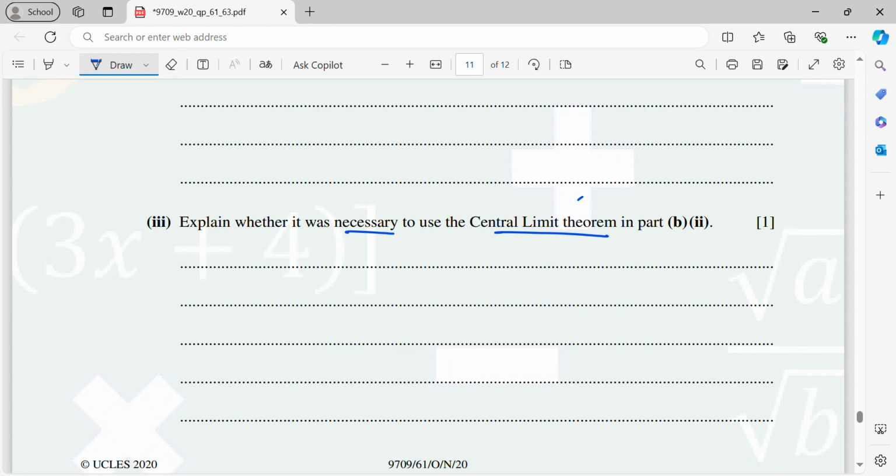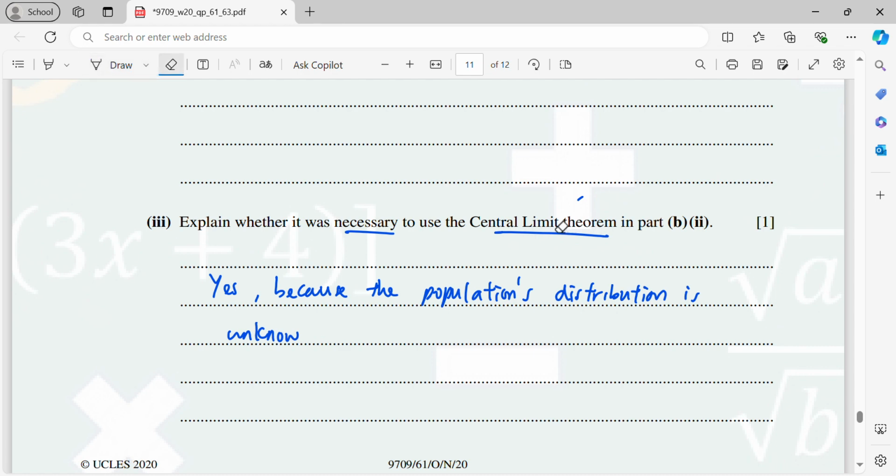So now part 3 is asking whether it is necessary. Explain whether it was necessary to use the central limit theorem. So the answer is yes, because the population distribution is not given. The population's distribution is unknown. Okay, so that is the reason for using the central limit theorem.